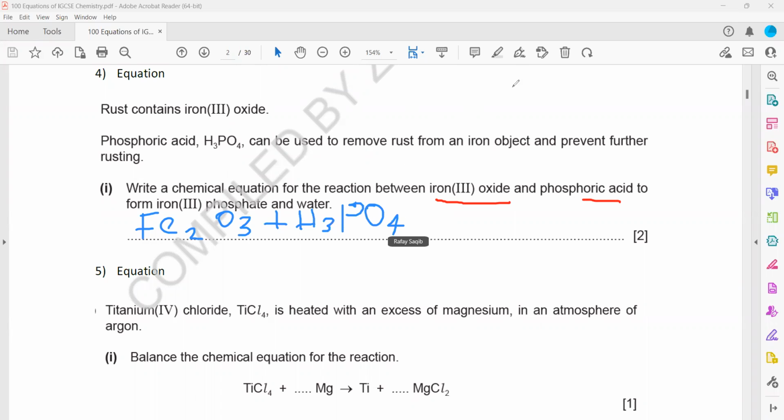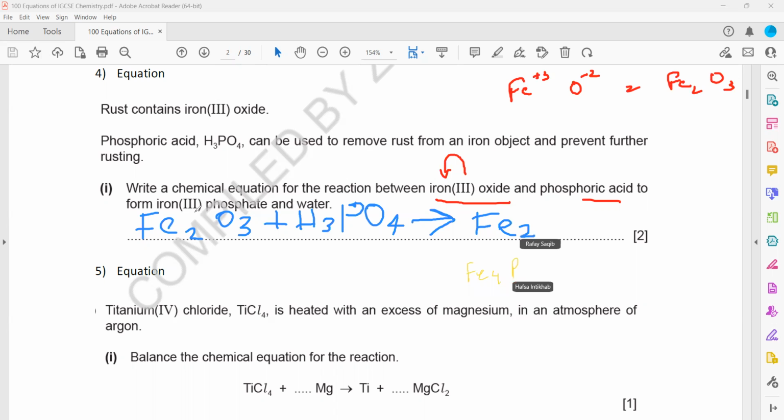So iron(III) oxide: the Roman number is representing the oxidation number. So iron is +3 and oxygen is group 6, so -2. So the iron(III) oxide formula will be Fe2O3. That's right. Then the phosphoric acid formula is already given. As we know, sulfuric acid gives sulfate salt, nitric acid gives nitrate salt, hydrochloric acid gives chloride salt. So phosphoric acid gives phosphate salt.